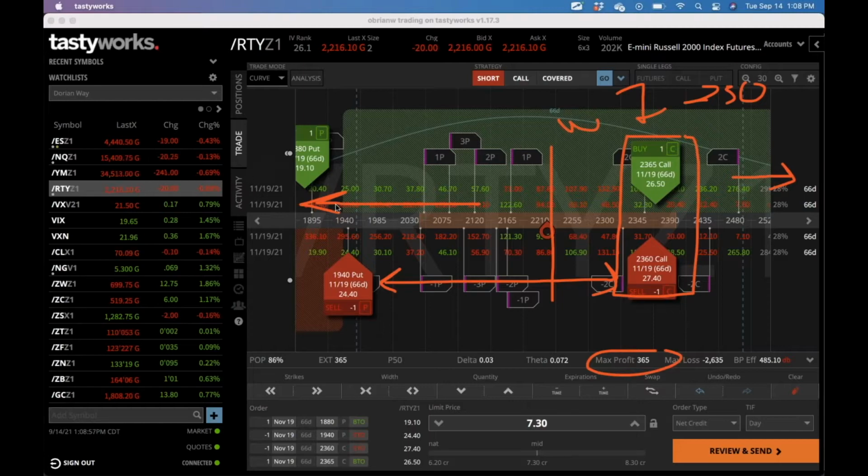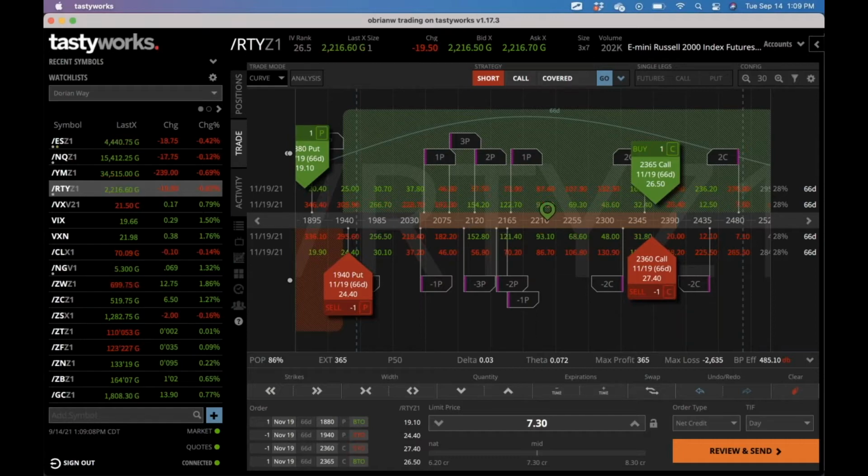The Russell has been going down, but I think this is a very high probability trade. We put it as a yellow highlighted trade that we strongly recommend, especially for new people, and obviously for experienced traders as well. Does someone have a question?